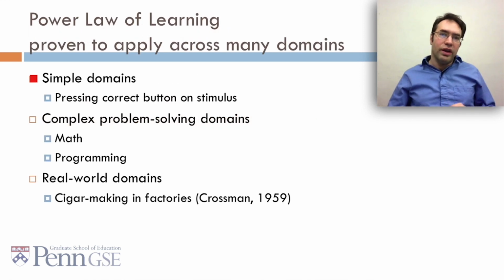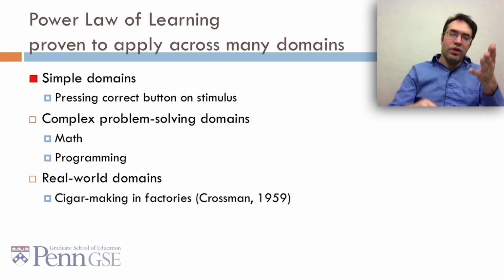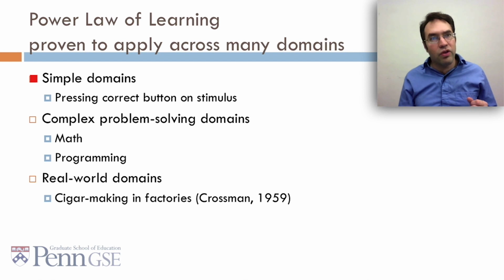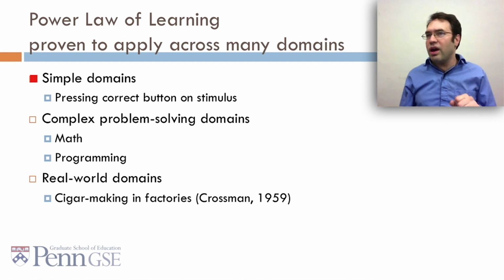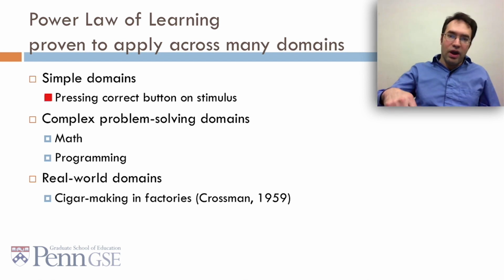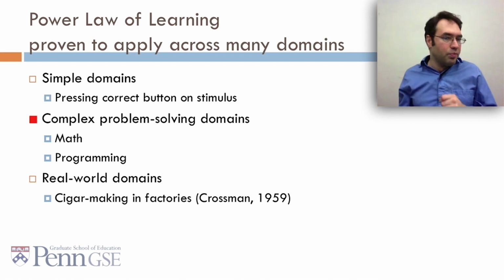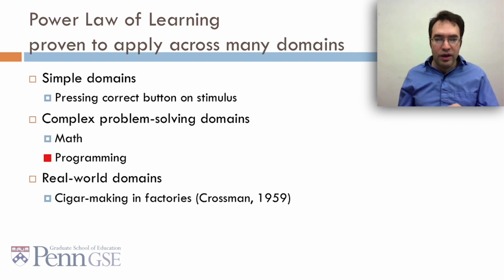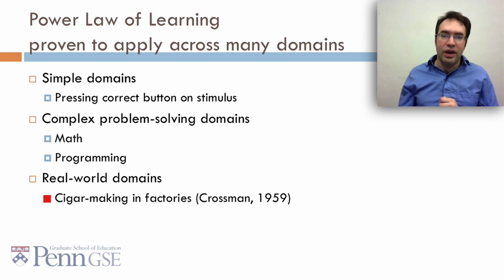The power law of learning, outside of these passing the asymptote cases, has been shown to apply across a whole lot of domains, including simple cognitive psychology domains like pressing the correct button on stimulus, complex problem-solving domains like math and programming, and real-world domains like cigar making in factories.